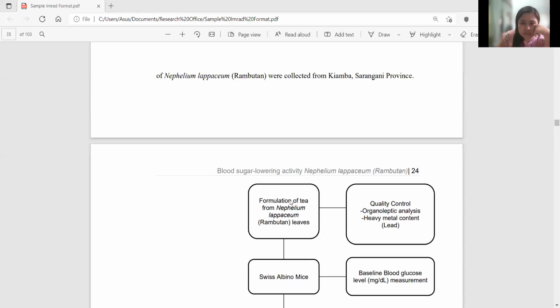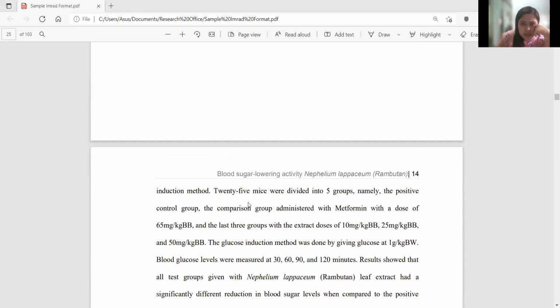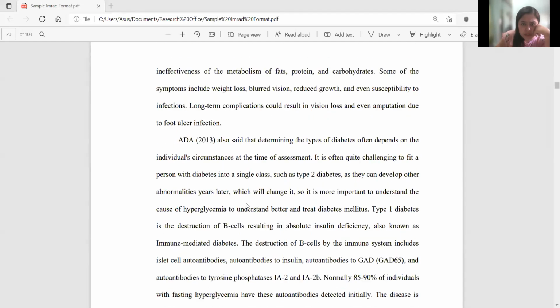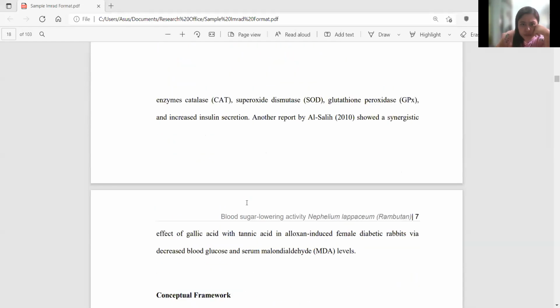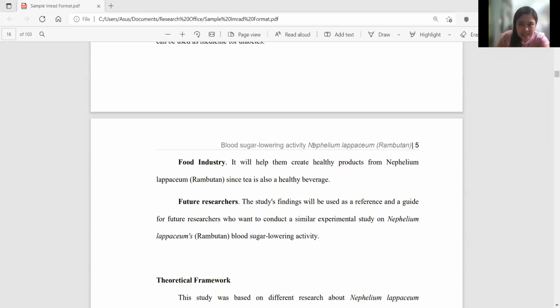Actually, that is also true for the experimental study. If we look at the pharma experimental study, let's go back a little bit. It is in the introduction part. As you can see here, they have the theoretical framework. Now, since this is experimental, we don't really have a theory in science for this. So what they did, as I mentioned earlier, is look for possible reasons why they said rambutan has this blood sugar lowering activity.